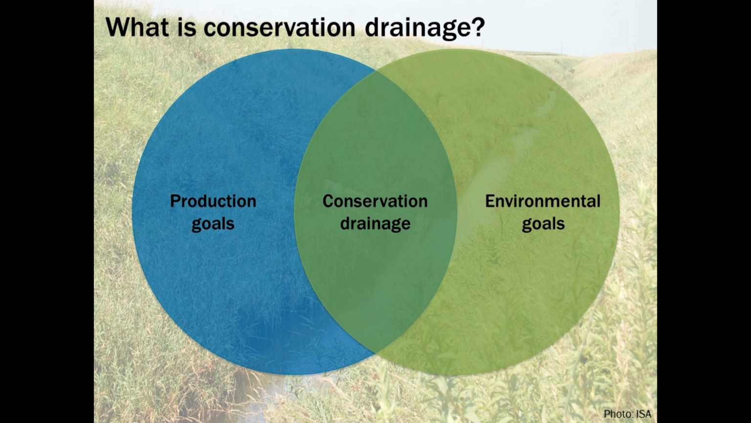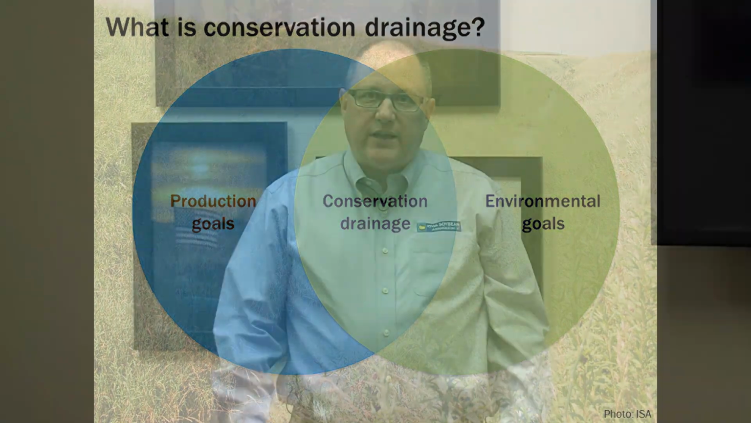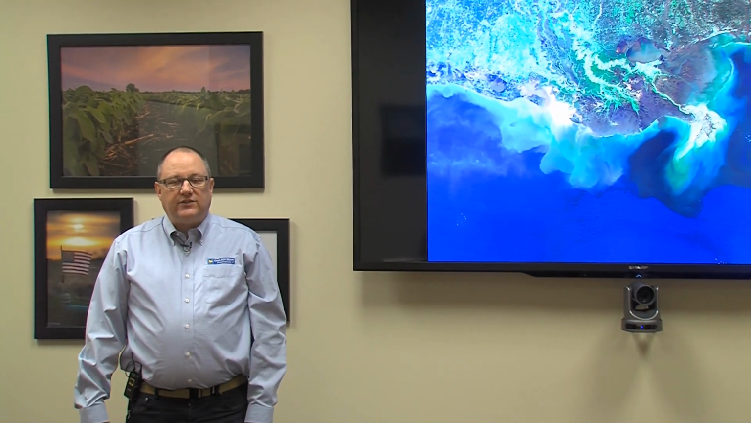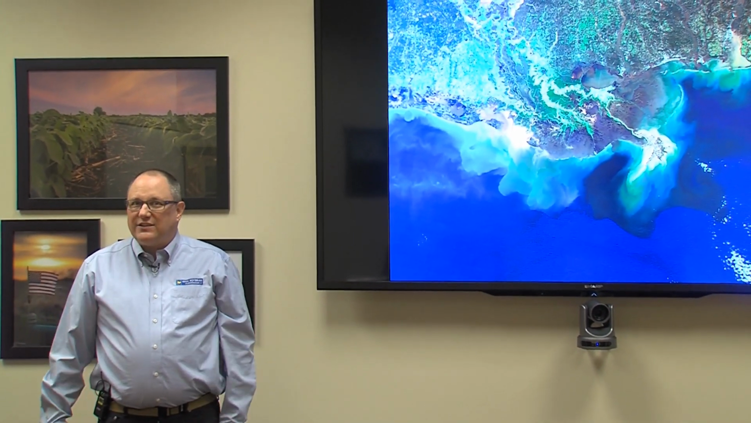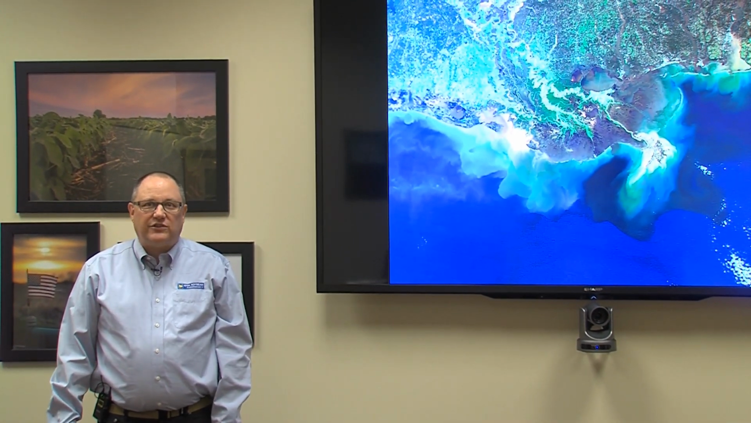So again, why do we think about this? Nitrogen and phosphorus losses from agricultural lands in the Midwest get into surface water, eventually make their way to the Mississippi River, and then out to the Gulf of Mexico. So annually, we get a dead zone or hypoxic zone in the Gulf of Mexico every year, and the size of that zone sometimes gets as large as the state of New Jersey.